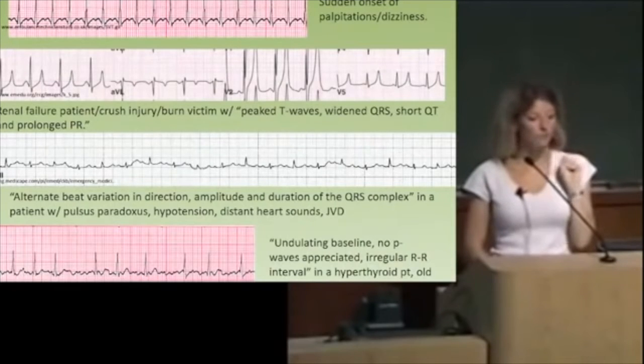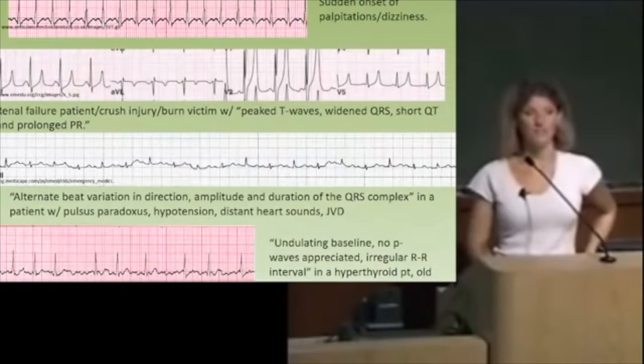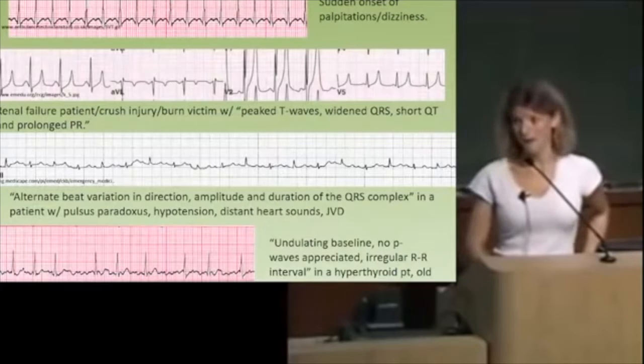So the clinical picture helps, right? You also notice pulsus paradoxus, hypotension, distant heart sounds, and JVD. What does that picture make you think of? That's tamponade. So this is the EKG finding of tamponade.